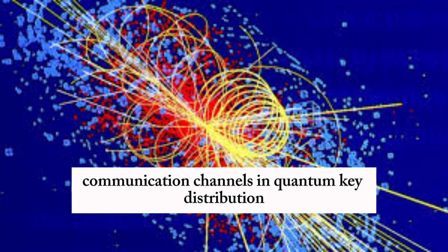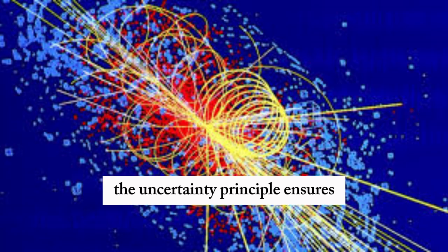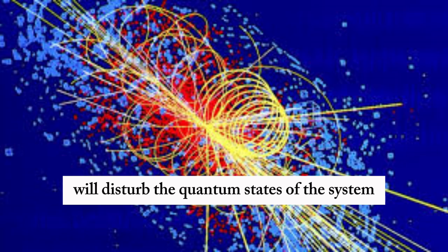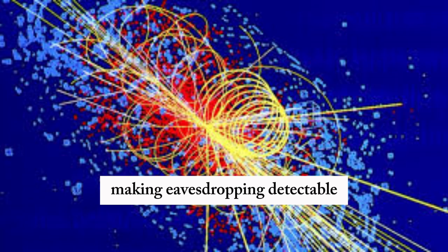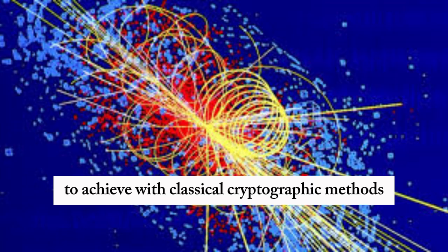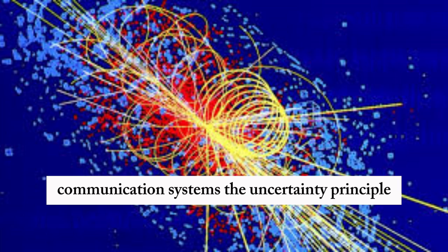In quantum key distribution, QKD, for example, the uncertainty principle ensures that any attempt to intercept the communication will disturb the quantum states of the system, making eavesdropping detectable. This principle provides a level of security that is impossible to achieve with classical cryptographic methods, and it is already being used to develop ultra-secure communication systems.